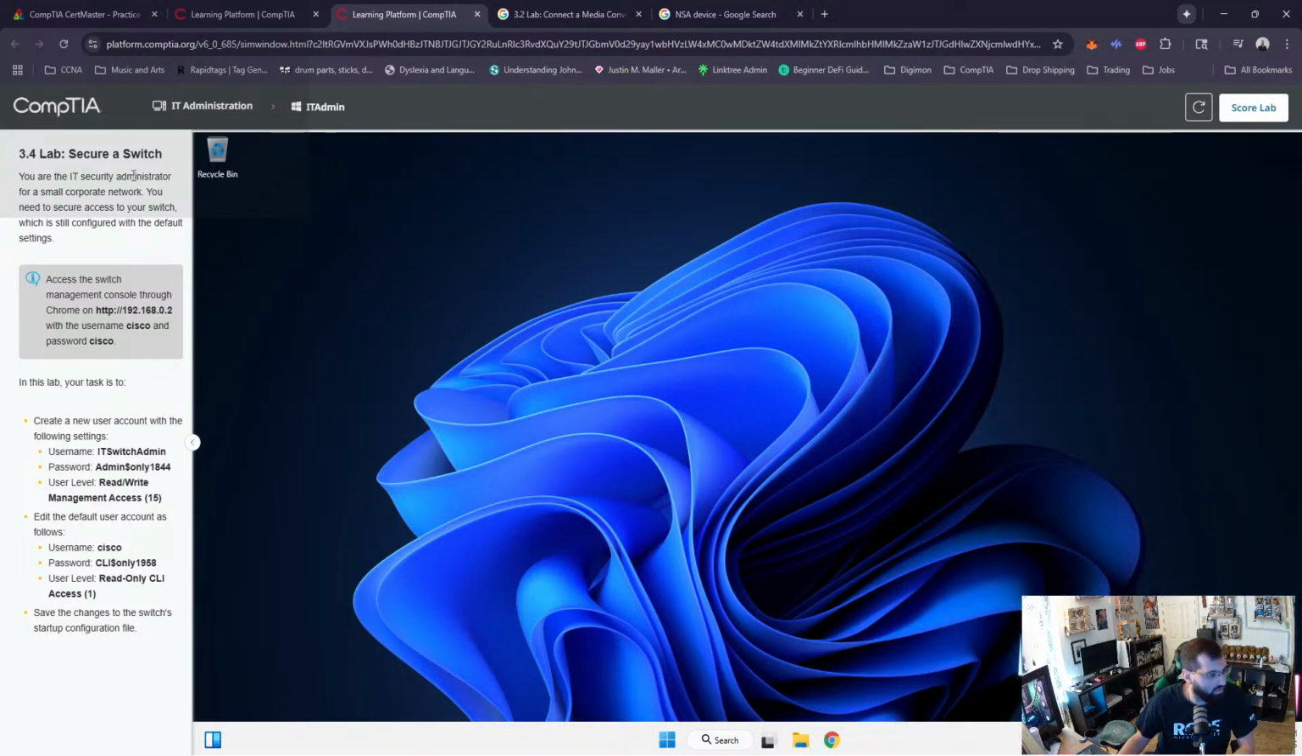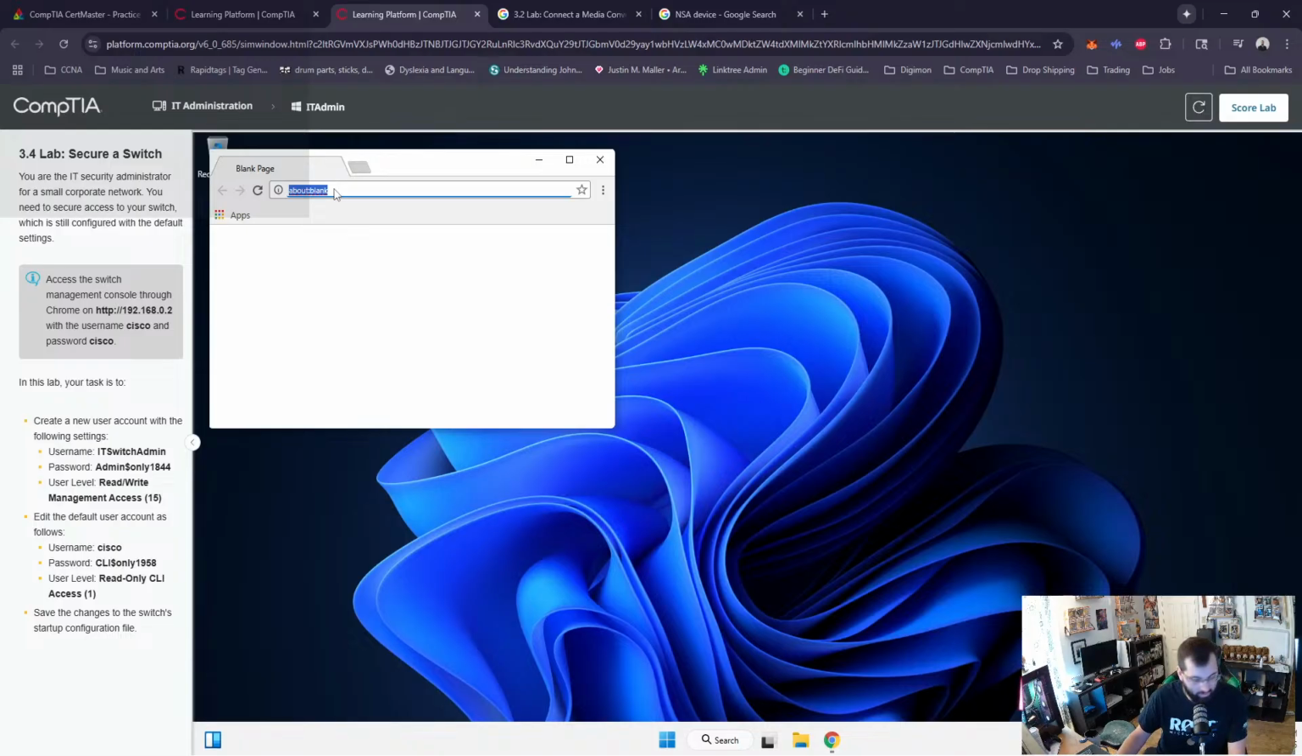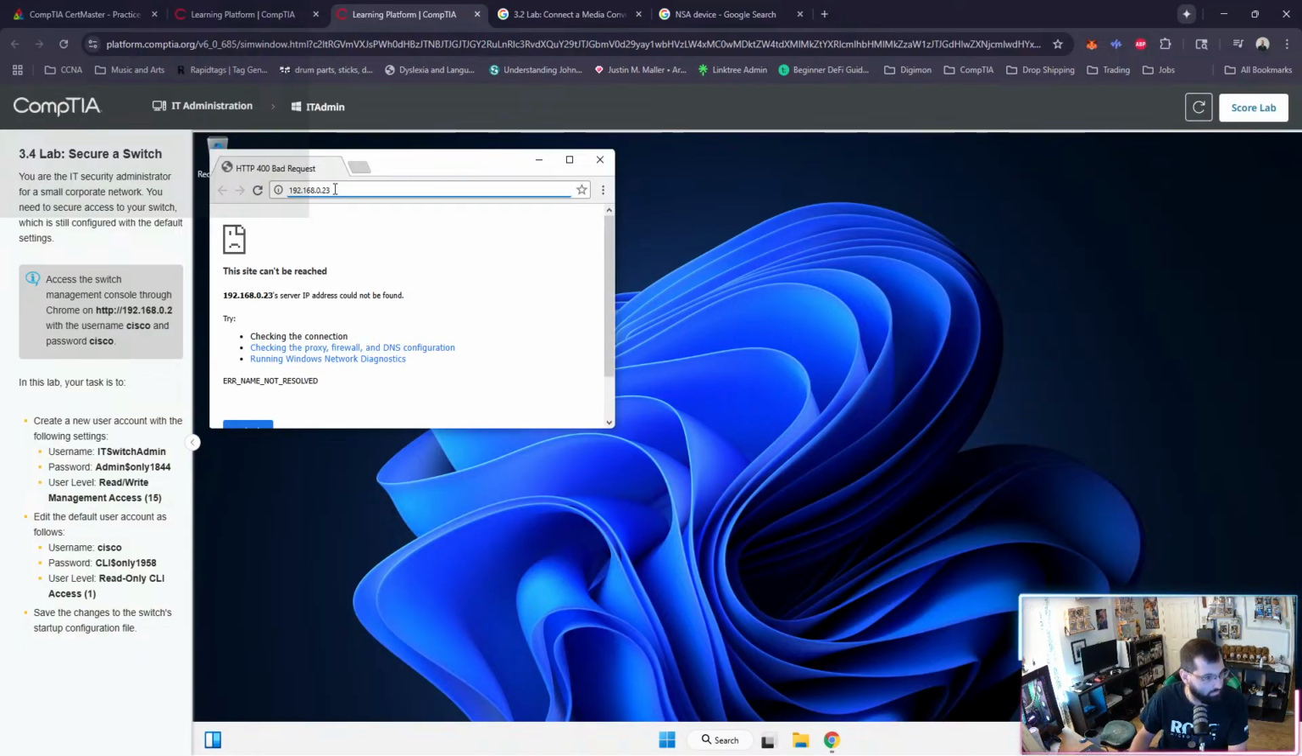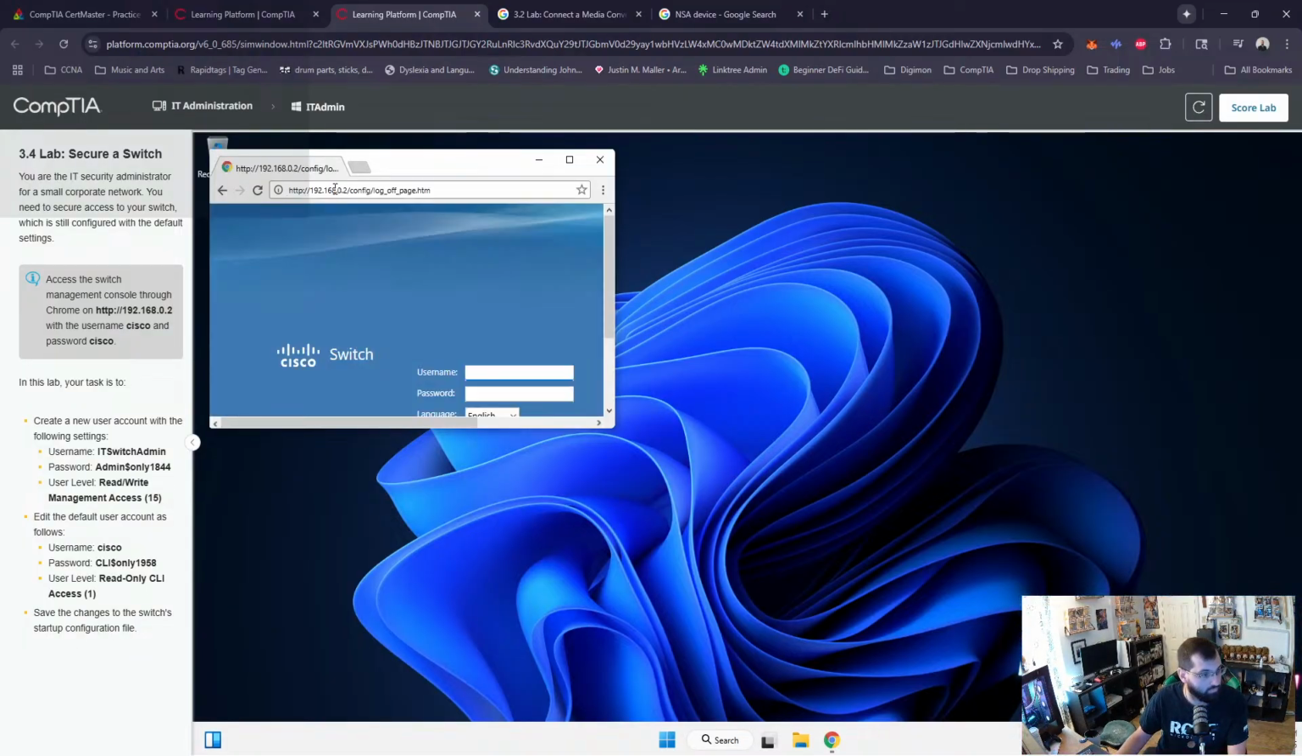Okay, you are an IT security administrator for a small corporate network. You need to secure access to your switch, which is still configured to the default settings. That's not good. We don't want that. Access the switch manager console through Chrome. Okay, let's go to Chrome, and then let's go to 192.168.0.2. Look at that.